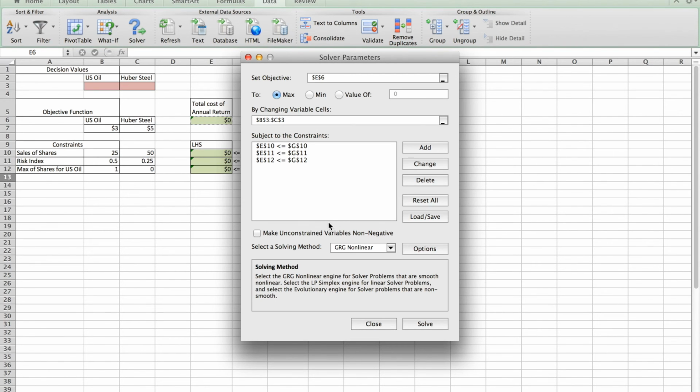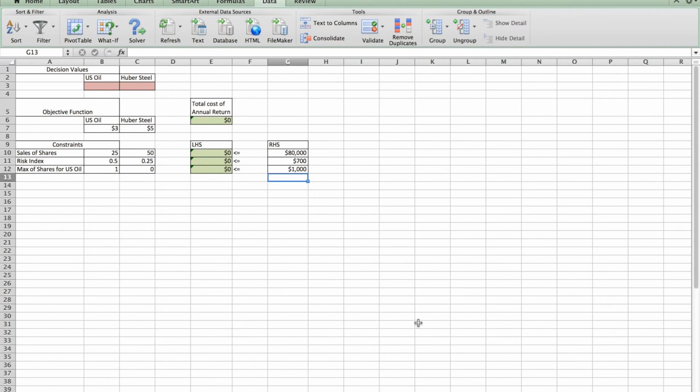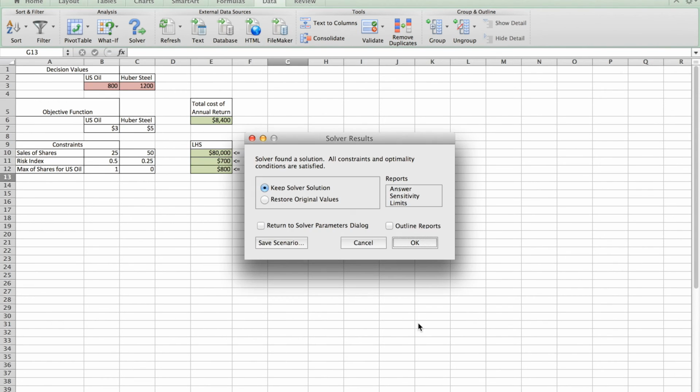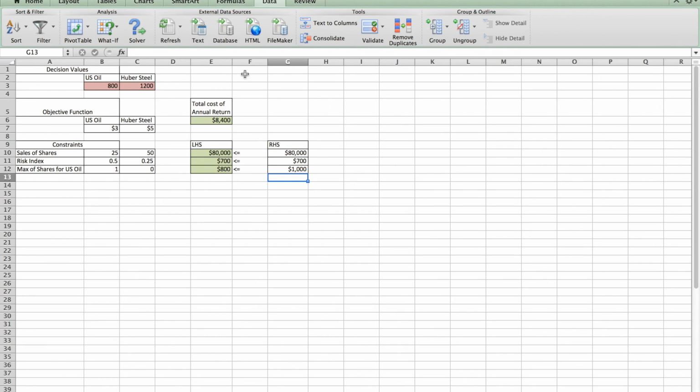Click OK. And to make sure that everything's non-negative, we're going to click this, and we're going to choose Simplex LP. Now we're going to solve. And we're going to keep the Solver solution, okay? And that's how you find the maximum number of shares of US Oil and Hoover Steel. This is another way to analyze data because the data that we have is this right here as well as the constraints. And this is how we analyze to figure out the number of shares of US Oil and Hoover Steel.